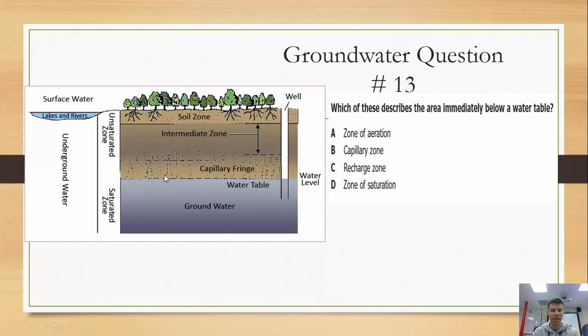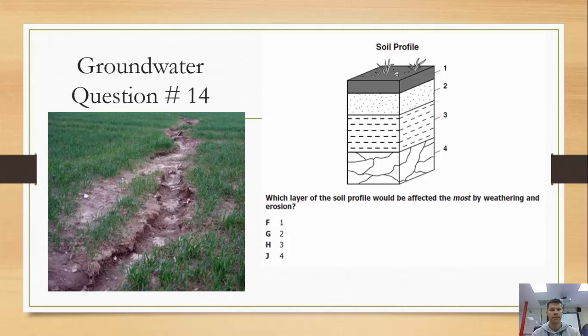It must be in this zone right here, and we call this the zone of saturation, versus this zone up here, which is unsaturated, and it's also referred to as the zone of aeration. So what's below the water table? Our best answer is D, the zone of saturation.